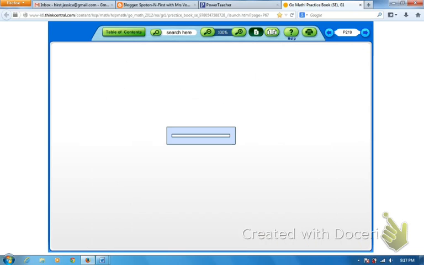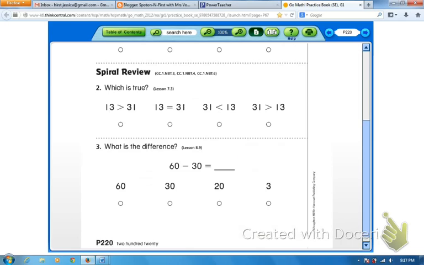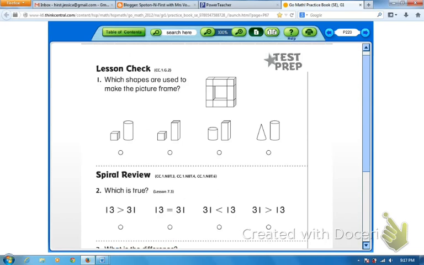On the back of the homework, number 1 is giving them another combined shape and they need to take it apart. They can see that they have used rectangular prisms and they have also used cubes. So their answer would be B.